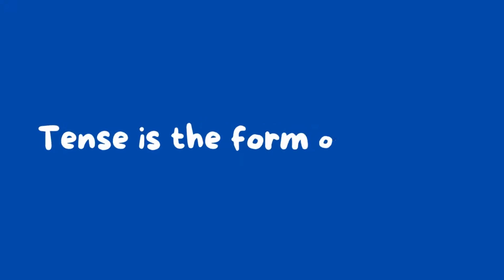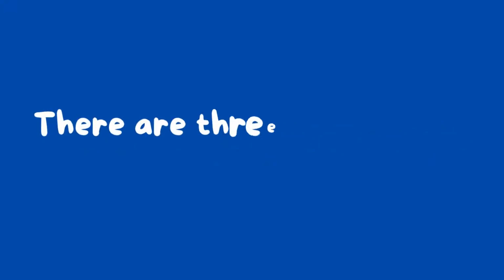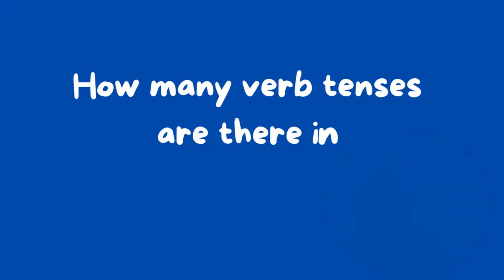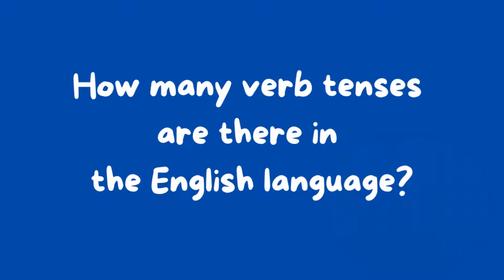When talking about verbs or action words, we cannot avoid talking about tenses. Tense is the form of a verb. There are three main tenses, namely present tense, past tense, and future tense. Though there are 24 tenses, I will share with you only 12 tenses in this video.